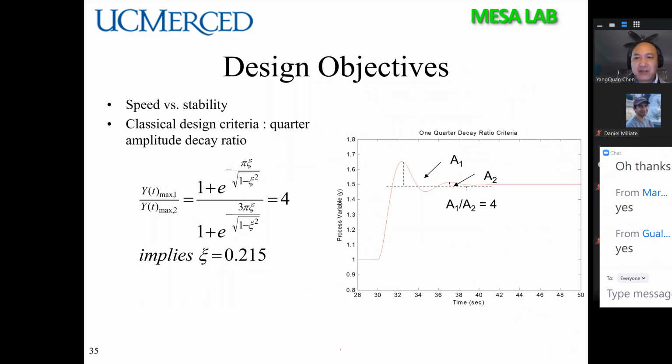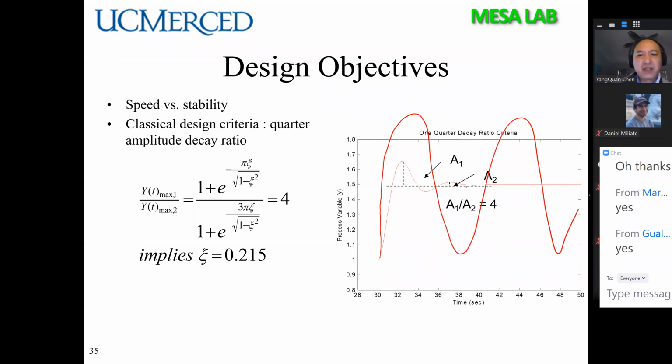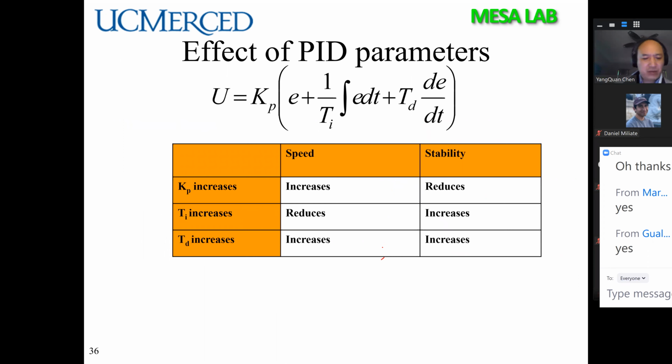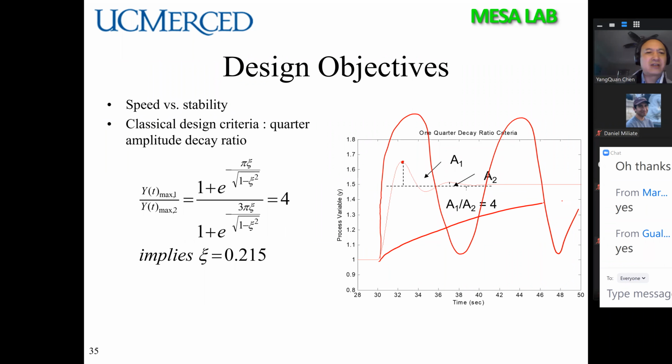So for design objectives, sometimes people need to make a trade-off between speed and stability. If you want something really fast, then it could go something like this, and it becomes very oscillatory. In the classical sense, people may say, I need something that is oscillatory. But if you say I don't like oscillation, then you probably will end up with something like this. So very slow, very sluggish. You really don't want it that slow. It is too slow. I don't need it.